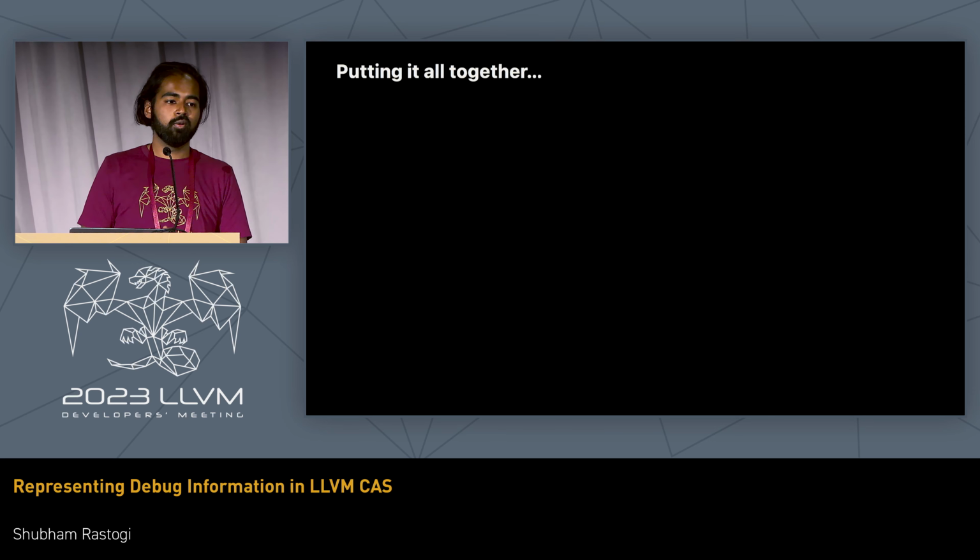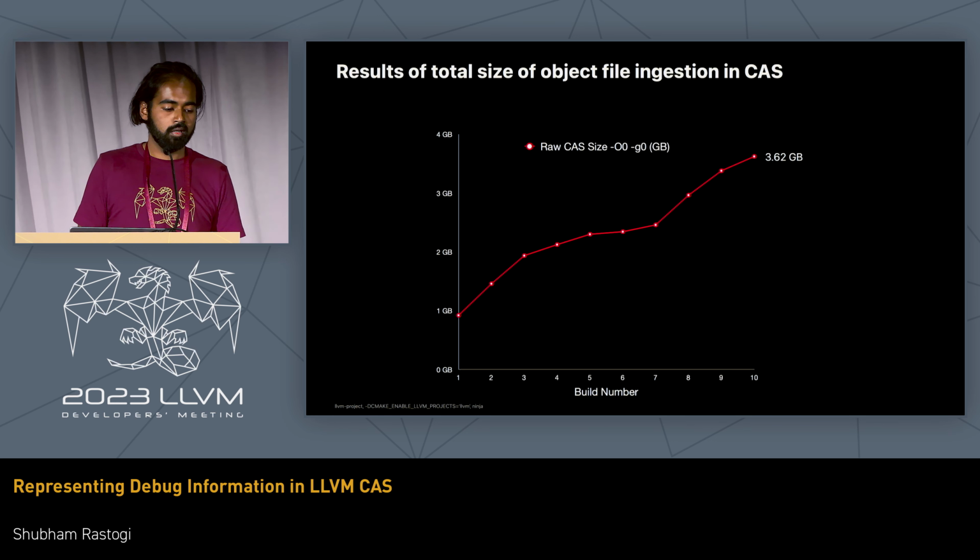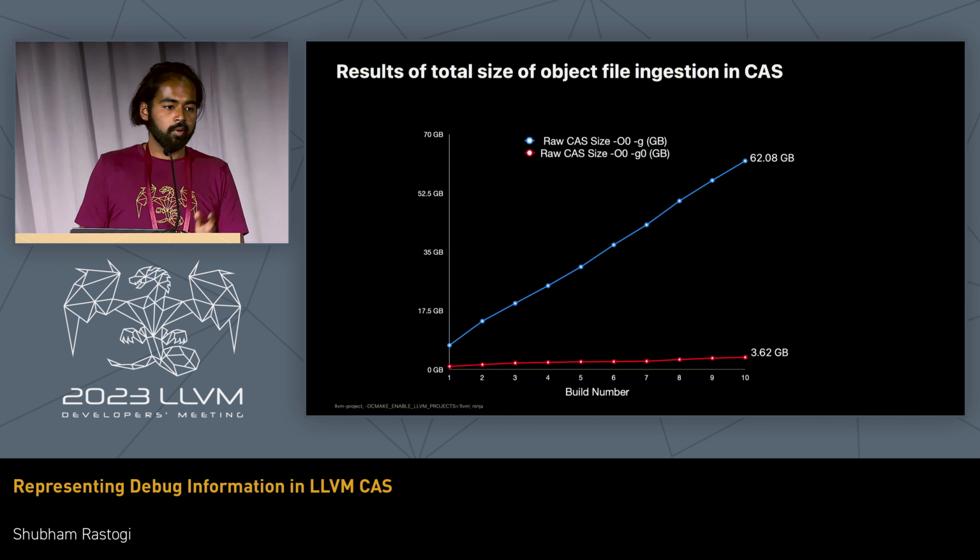So when you put it all together and look at it at the object file level, we can see something like this. So here I have a build of LLVM, of 10 builds of LLVM, once again, without optimizations and without any debug info. You can see that this is what it looks like, and I'm creating a raw CAS, where I'm creating one CAS object per object file. And it's only 3.6 gigabytes. When I add debug information into the mix, you can see that it balloons up to a huge size. It's actually 17 times bigger over 10 builds. And so this is why we focus so much work on debug info. Debug info is very big and causes the sizes to grow exponentially.